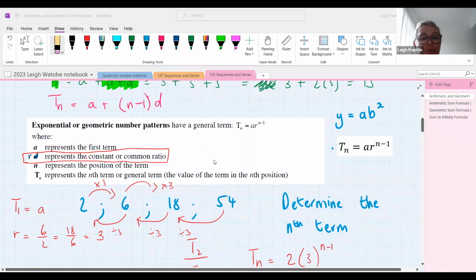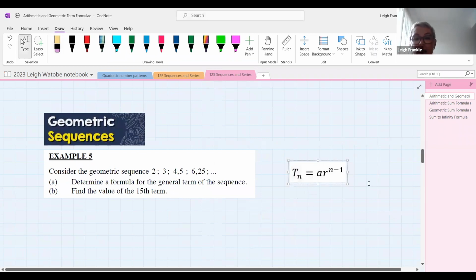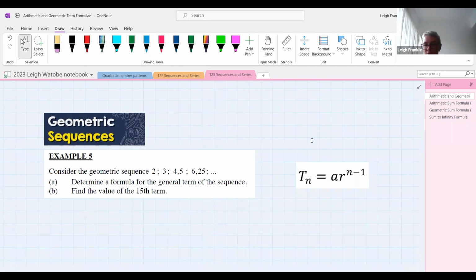So we've determined the nth term. Let's go down and have a look at this. Now again, your challenge is, I have given you a geometric sequence, and I want you to determine the general term, and then find the value of the 15th term. You can go and do that now. Pop your answers in the chat when you've got one. Ready, steady, go.